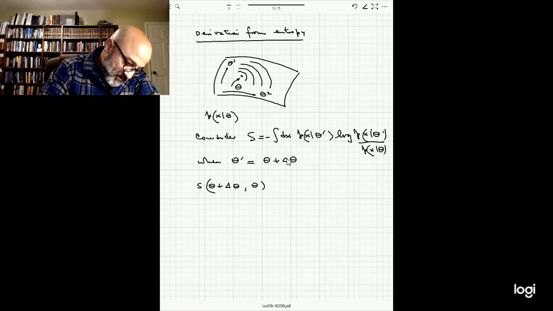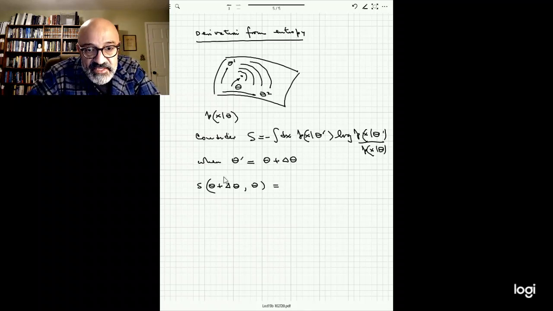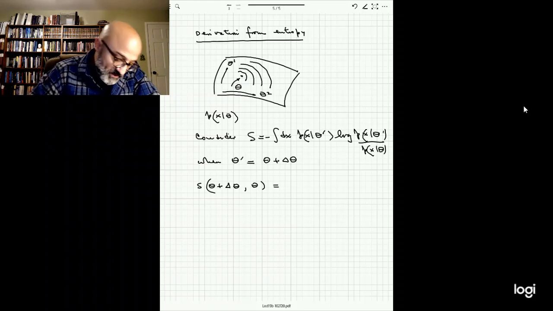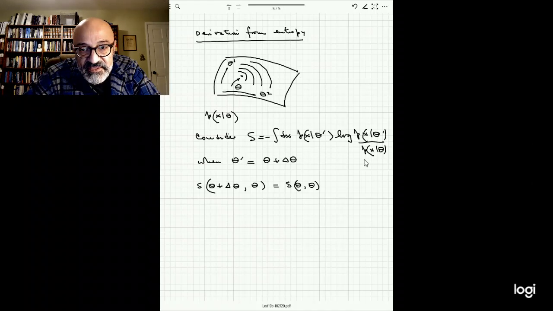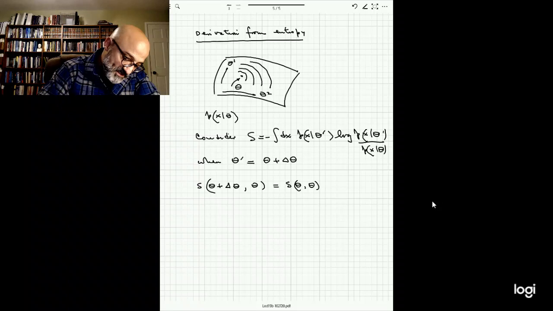And what I'm going to do is Taylor expand, because I want to be very close, right? When I Taylor expand, the first term is the entropy of p(x|theta) relative to p(x|theta). And you can see what that's going to be, right? Because if you have p(x|theta) divided by p(x|theta), that's going to be 1. The log of 1 is 0. So the first term vanishes.